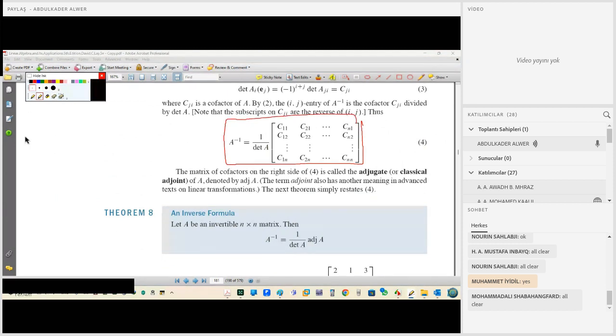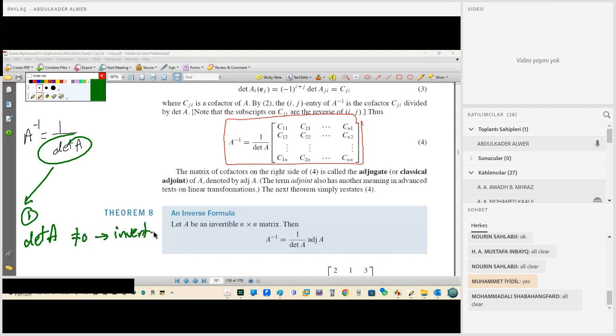I will write again, but see the trick. A minus 1 is 1 over det A. So first thing, calculate det A. If det A is not equal to 0, it's invertible. If det A equals 0, it is non-invertible. That means no inverse. This is the most important part. Don't start before det A. Calculate det A first. Second part.